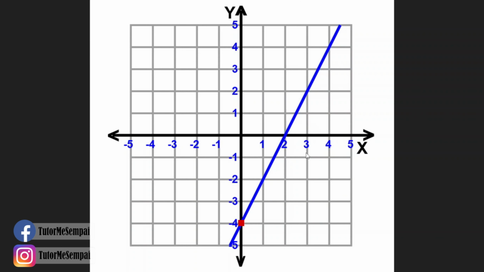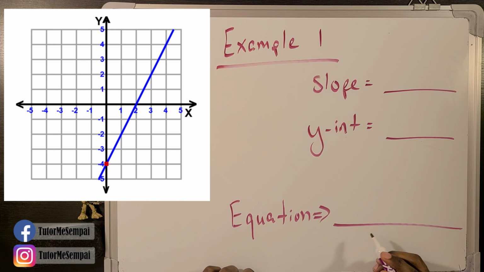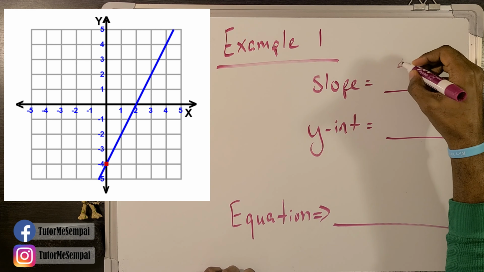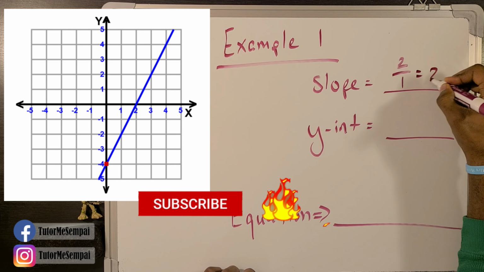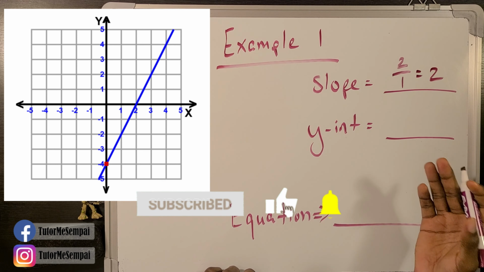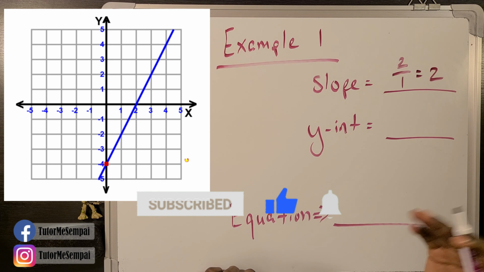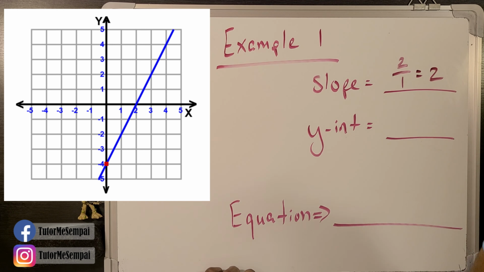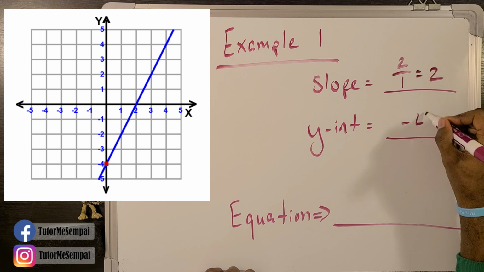So now we found our rise over run. We said it was 2 over 1, which you can simplify to just 2. And we found our y-intercept, which we found to be -4. We have both parts that we need in order to create our linear equation. Let's get back to our whiteboard so we can make our equation. So we said the slope was 2 over 1, which you can simplify to just 2. You don't have to necessarily write the 2 over 1 for your slope because anything over 1 is just itself. We said that the y-intercept was going to be a -4.